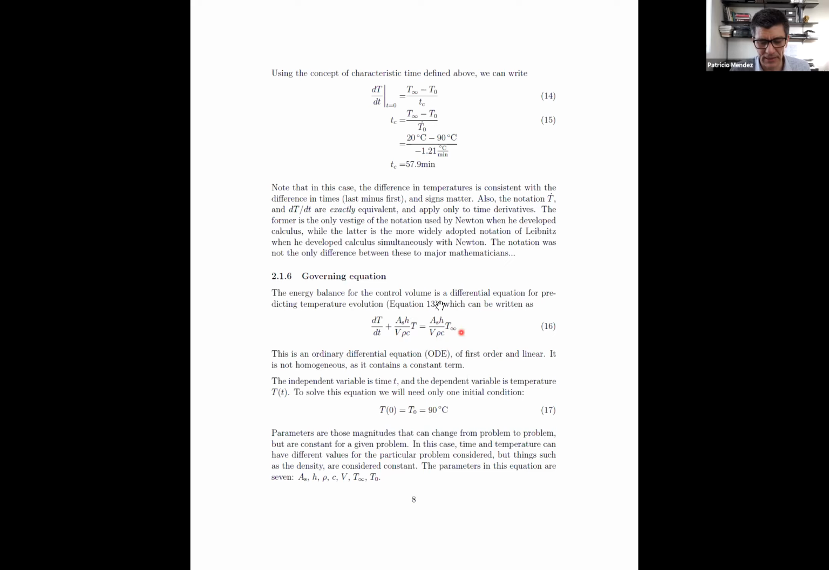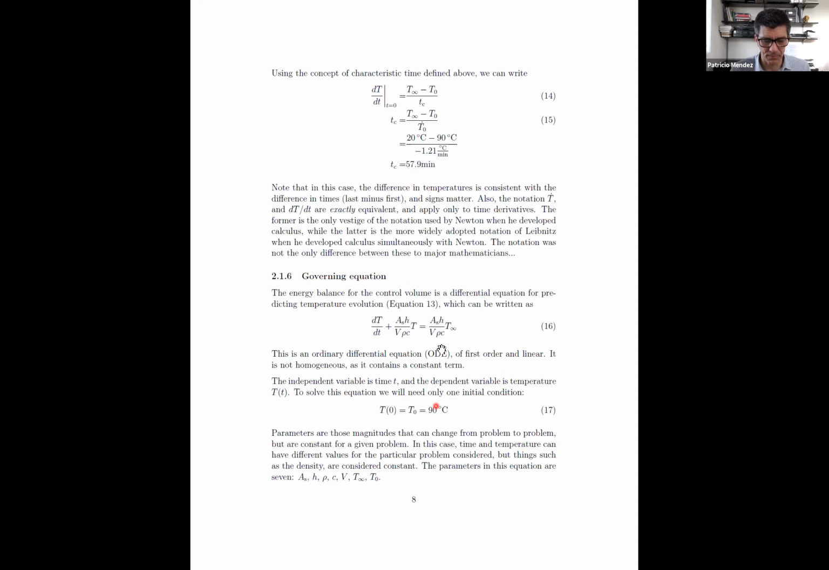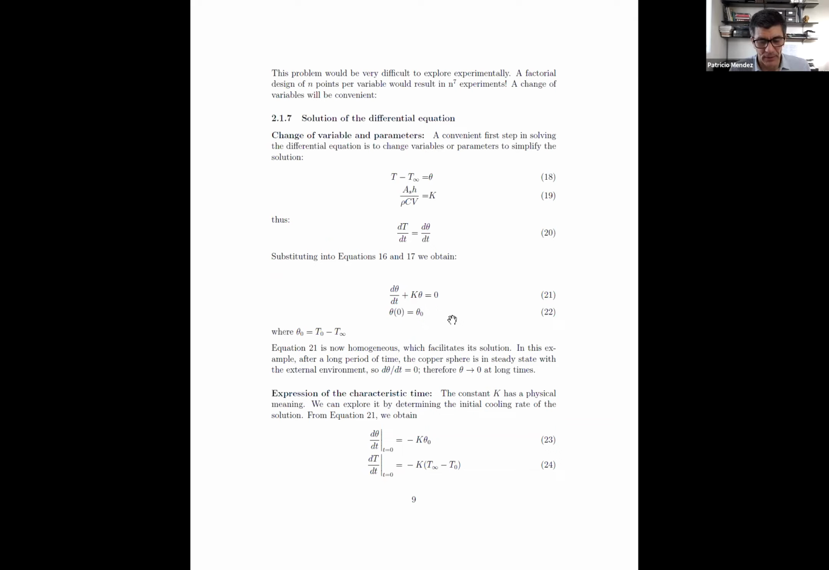It's first order, linear, and it typically is non-homogeneous. It has a little term sticking out here that is a constant, which we can solve very easily with this change of variable, right? T minus, in this case, the temperature of the steady state. In this case, it is the temperature of the fluid. And this group here is what came from calling all this group in the equation K. So we got this differential equation.